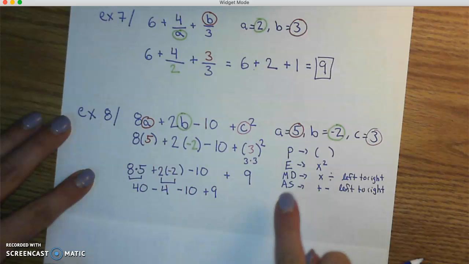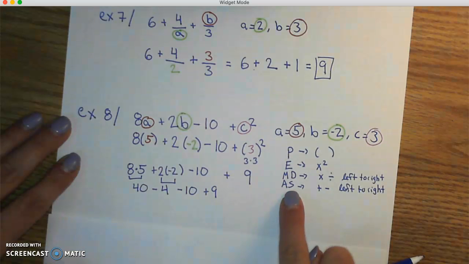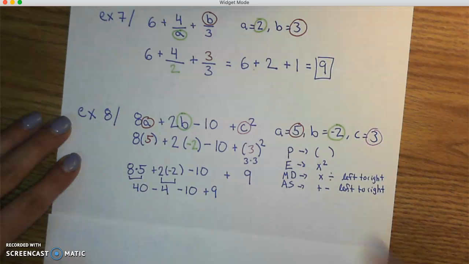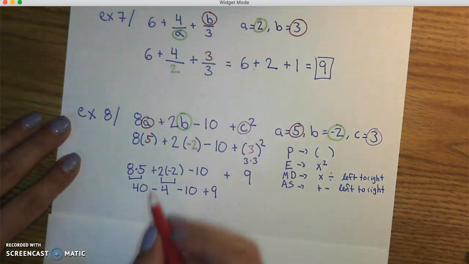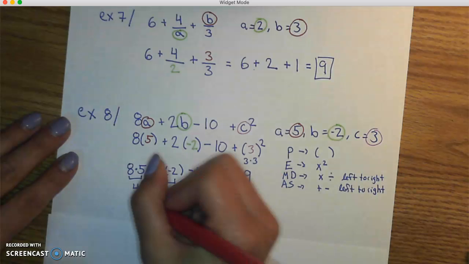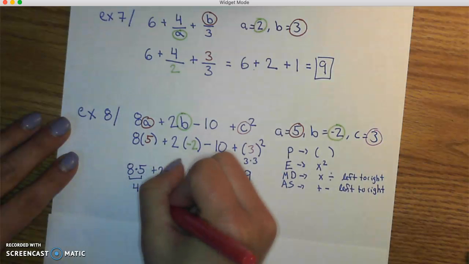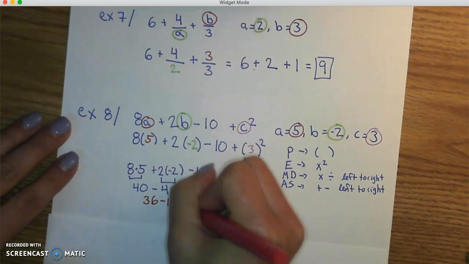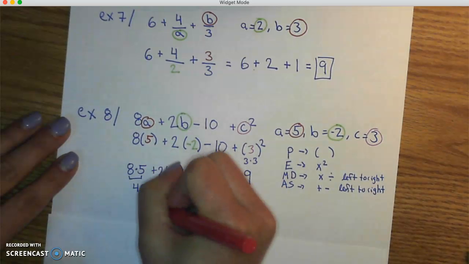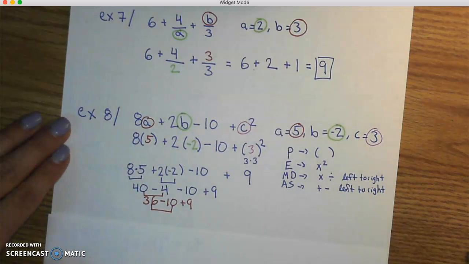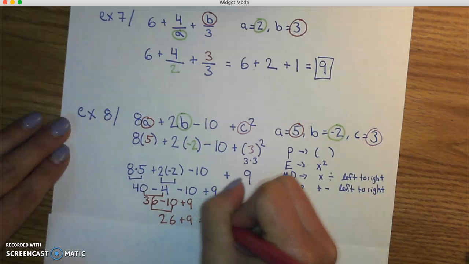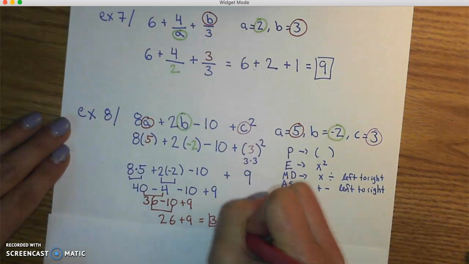Now I have add and subtract. I do not add first because I go from left to right. So 40 minus 4 is 36 minus 10 plus 9. 36 minus 10 is 26 plus 9 equals 35.